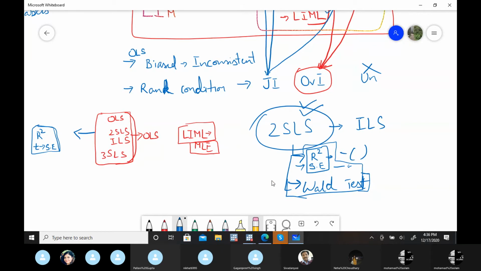Like in the likelihood ratio test, I told you that we compare the change in the log of likelihoods, and we test whether that difference is statistically significant. But in the Wald test, we compare with the zero estimates of the coefficients. That's the only difference. So this Wald test is more or less in the framework of a t-test, but it's different from that, and we usually use it with 2SLS and 3SLS.